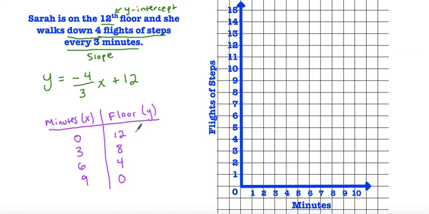Here you'll notice that the y is decreasing by 4, which is our numerator here, because it's the flights of steps that she's going down every 3 minutes. So our minutes are increasing. She initially starts off at (0, 12), and then she goes down 4 floors every 3 minutes. Then she goes down another 4 floors in 3 minutes, and then another 4 floors in 3 minutes.